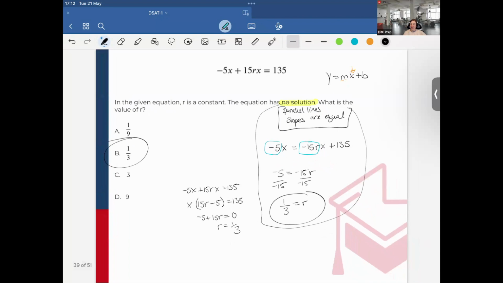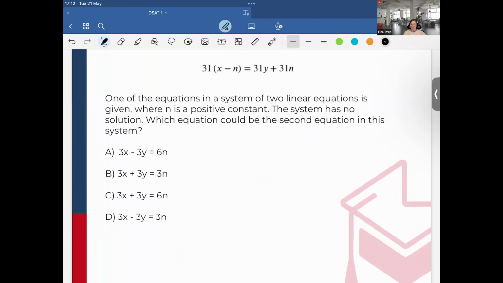Okay, and then, oh my goodness, let's look at this classic. One of the equations in the system of two linear equations is given, n is a positive constant. The system has no solution. Which equation could be the second equation of the system? Parallel lines, and therefore they have the same slope.